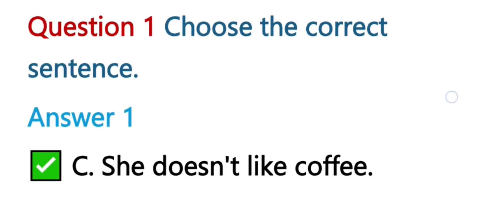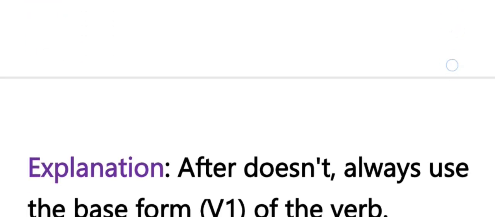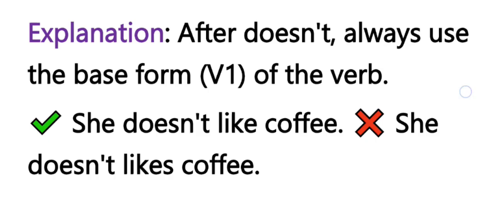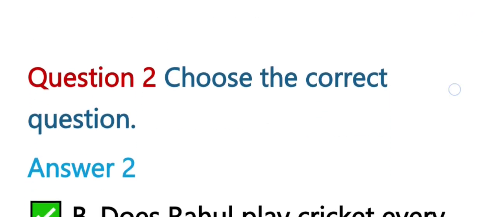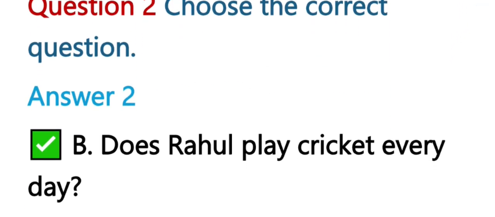Choose the correct sentence. Our answer is option C. She doesn't like coffee. This is how the correct sentence will be written. So after she, we have to write doesn't. After doesn't, always use the base form of the verb, which is the first form of the verb. Hence, we'll make she doesn't like coffee the correct sentence. And she doesn't likes coffee will be wrong, because after doesn't, we have to follow the base form, which is like.